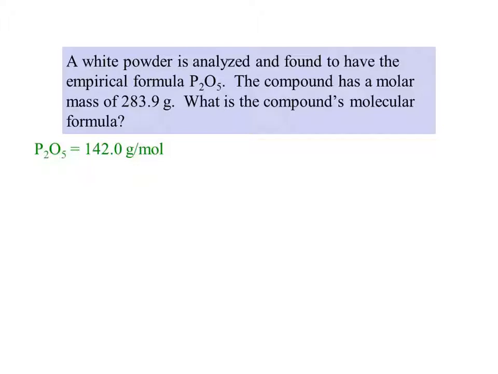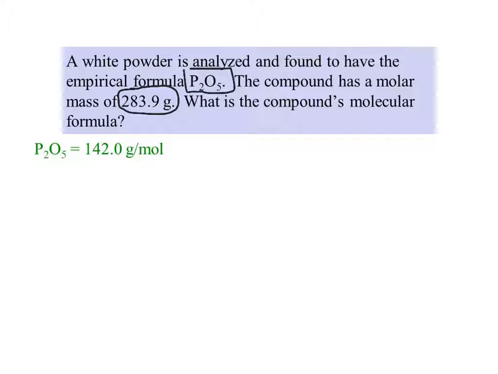A white powder is analyzed and found to have an empirical formula of P2O5. The compound has a molar mass of 283.9 grams. What is the compound's molecular formula? So we are given the molar mass of the actual compound, and we have found the empirical formula. So this is what we did yesterday. We actually found this empirical formula. So what we're going to have to do is find the multiple.